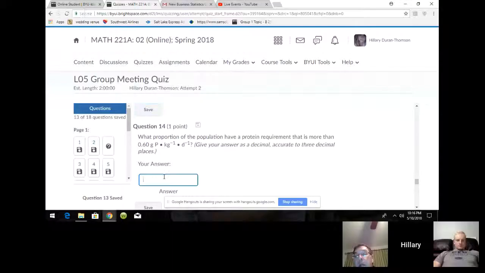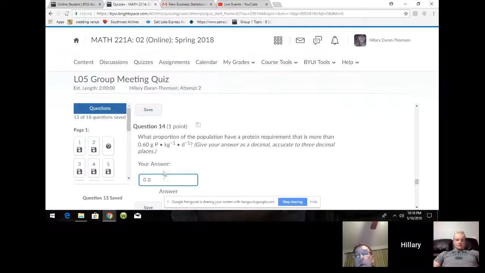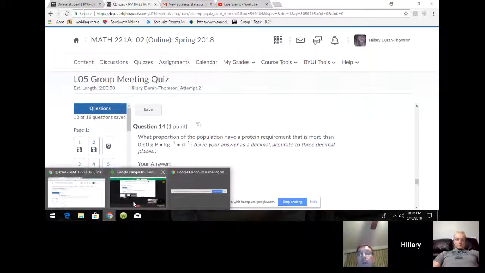So then on 14, let's see. What proportion of the population has a protein requirement that is more than 0.60? Wait, what proportion of the population have a protein requirement that is less than 60? So this looks like then we would add there, I think. If I did that, let me go back and look at that.